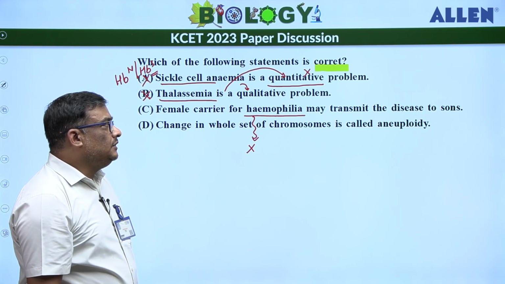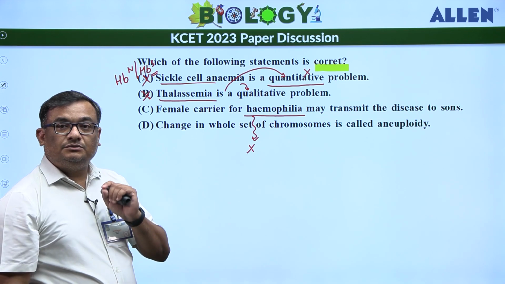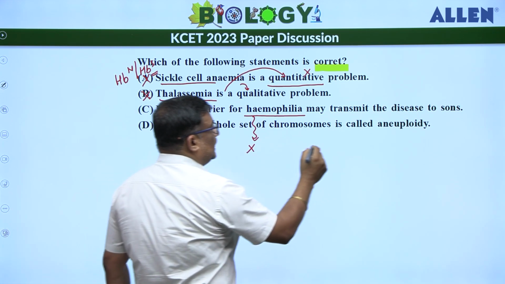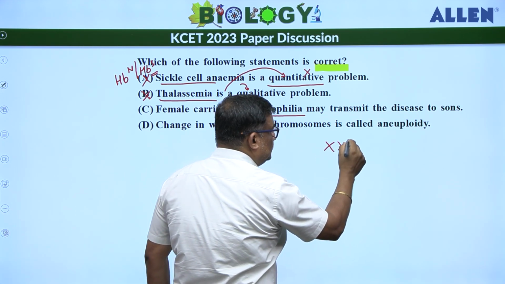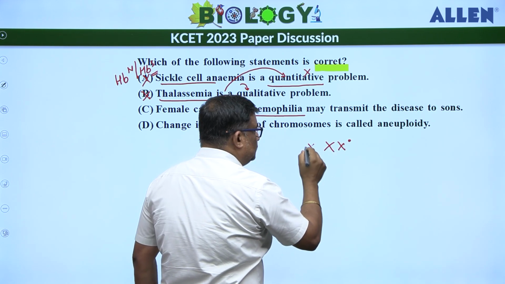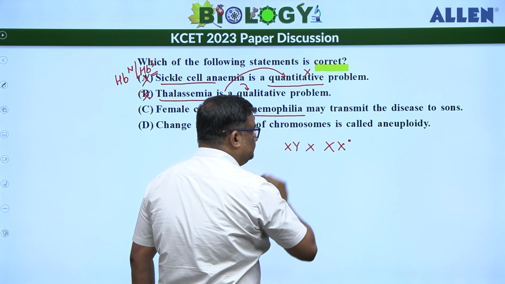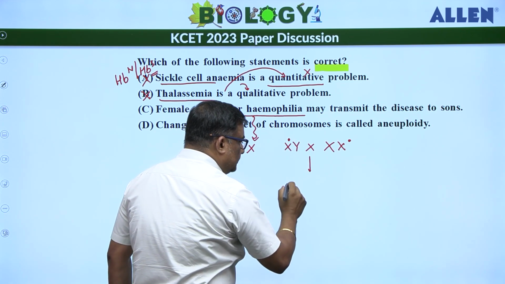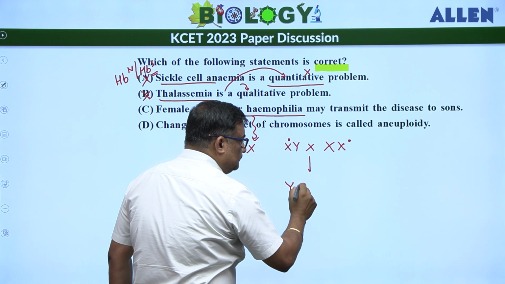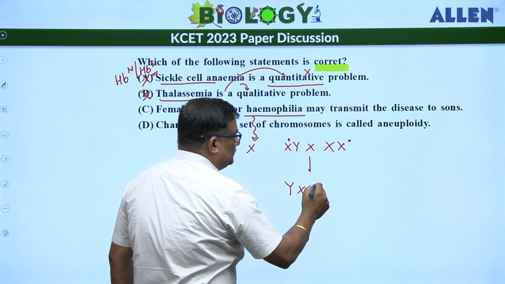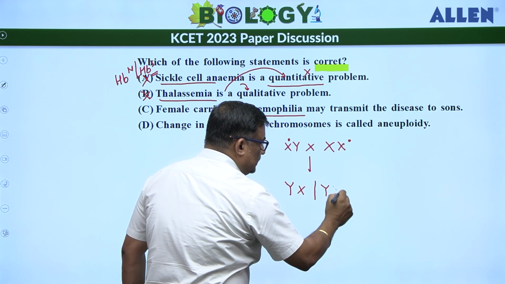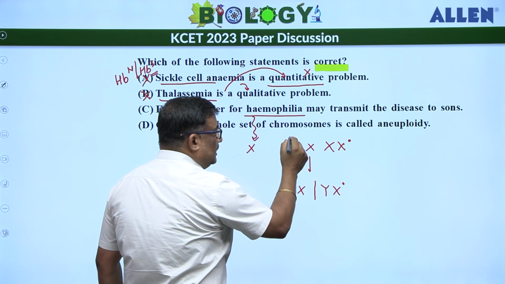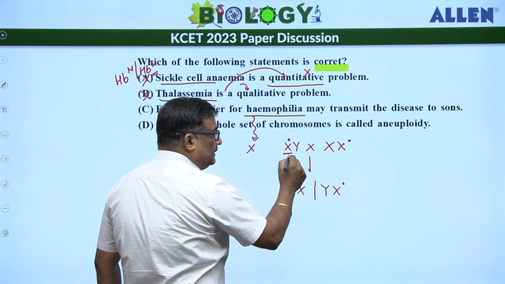Female carrier of hemophilia may transmit the disease to the son. Now look at this. Female carrier, that means X dot, it is going to be there. Let us say it is going to be crossed with X and Y. So what will happen? If father is diseased, so definitely XY condition can be there, and Y and X dot condition can be there. If father is diseased, then it will affect the daughter.